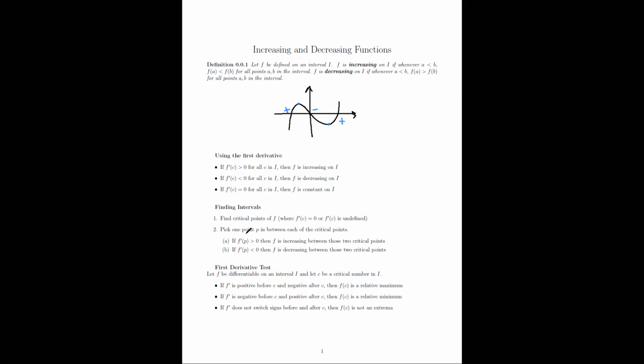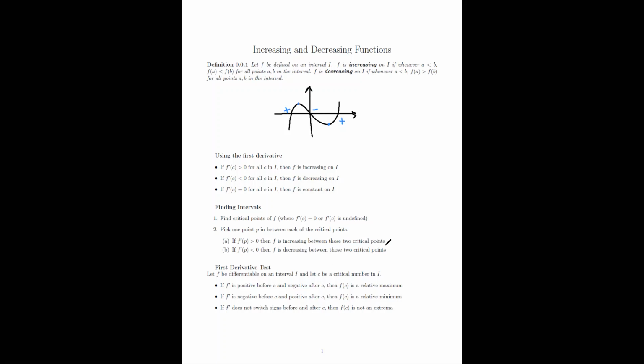And then every point in between those critical points are going to all have the same positive or negative derivative. So we just have to pick one point in there, whatever your favorite one is. So once you've found your critical points, then pick one point in between each set of critical points to tell whether you're increasing or decreasing. Just go ahead and plug it right into the derivative.